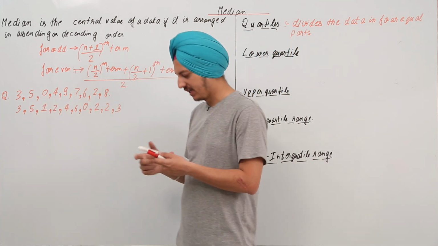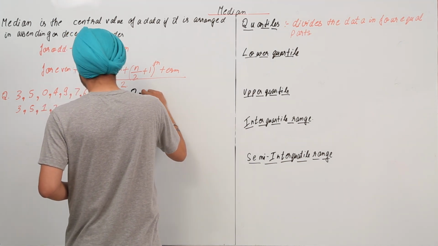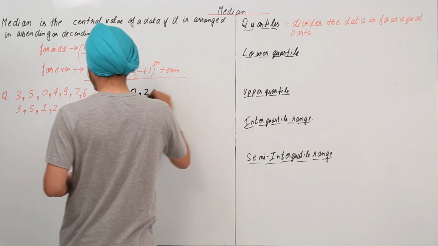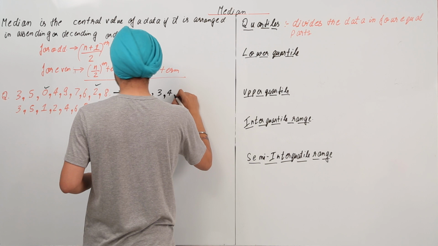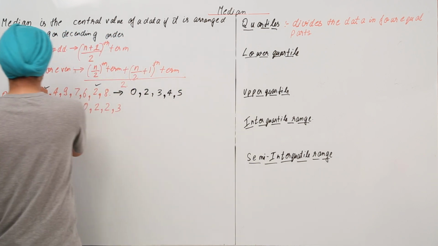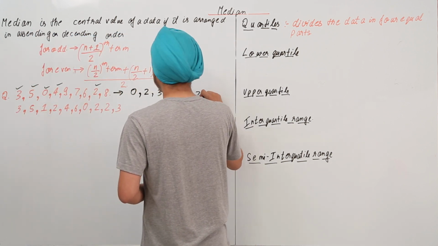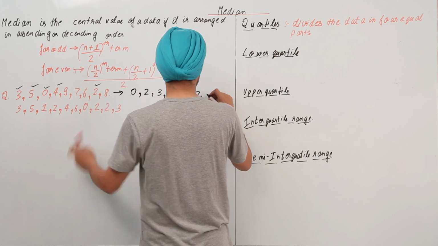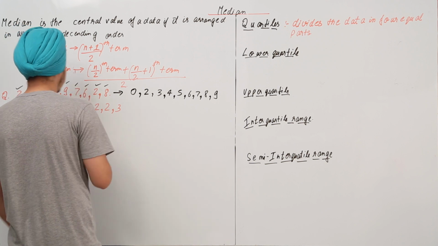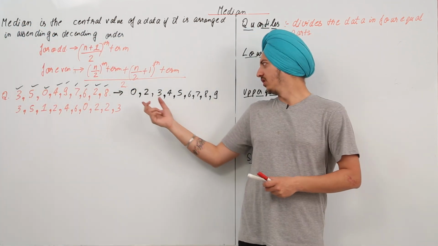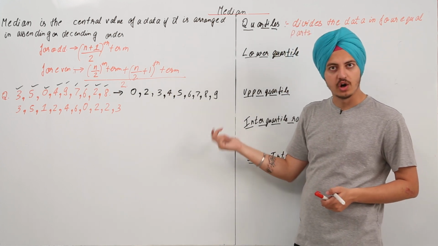So first of all, we have this. Now arranging it in ascending order, I write 0, 2, 0 done, 2 done, then I have 3, 4, 5, okay? Then I have 6, 7, 8, 9, okay? So this is an easy data. It has all the numbers from 0 to 9. So this is arranged in the ascending order, right?